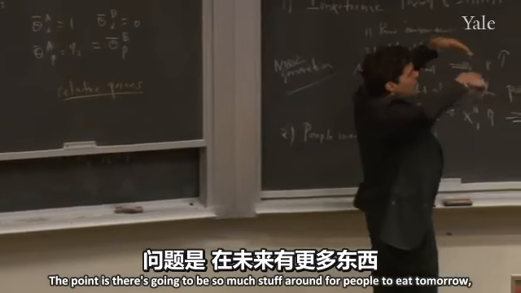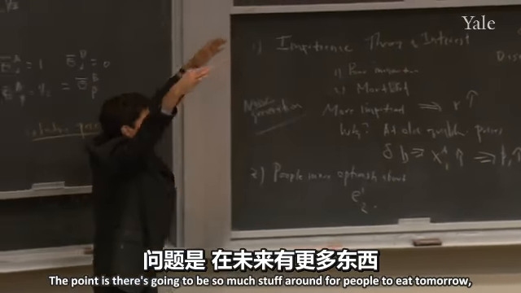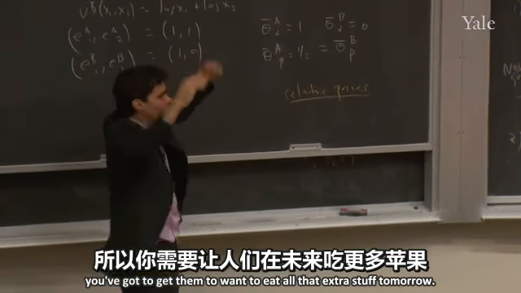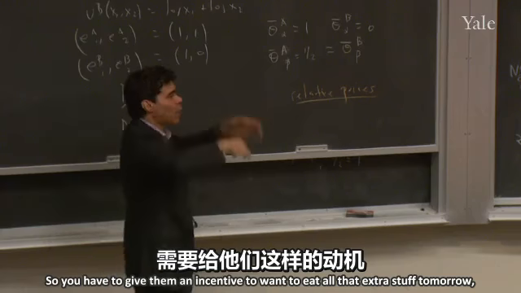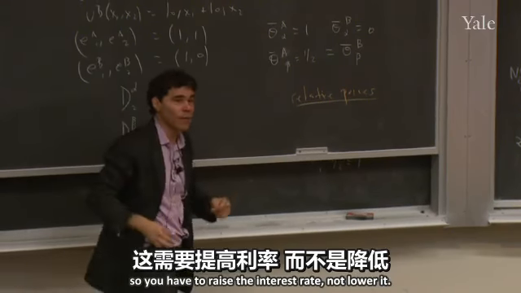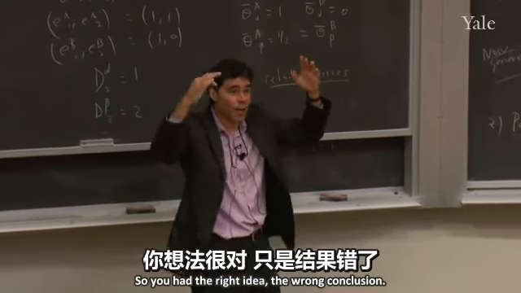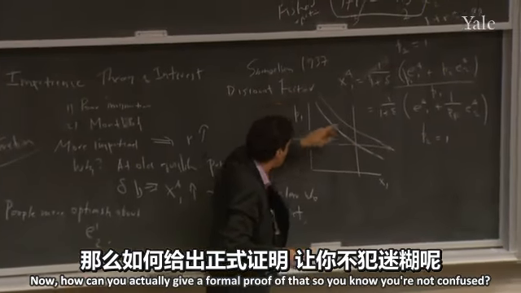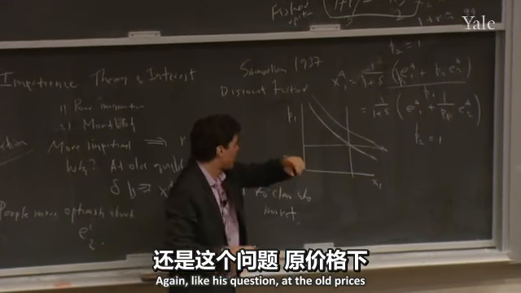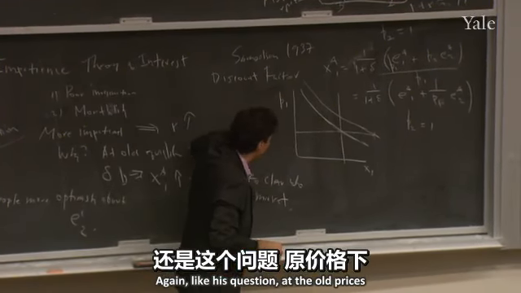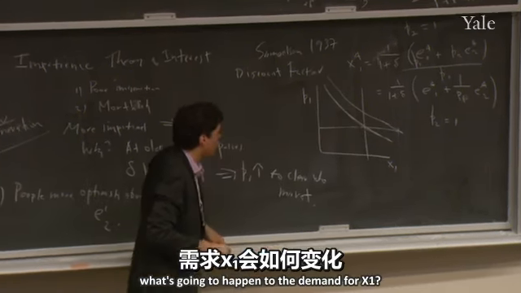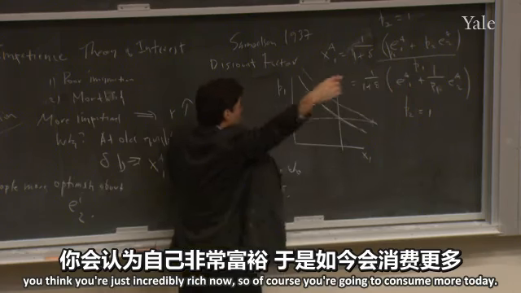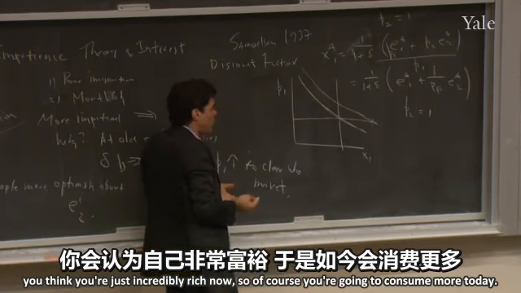The point is there's going to be so much stuff around for people to eat tomorrow, you've got to get them to want to eat all that extra stuff tomorrow. So you have to give them an incentive, so you have to raise the interest rate, not lower it. You had the right idea, the wrong conclusion. Now, how can you give a formal proof of that so you know you're not confused? At the old prices, what's going to happen to the demand for X1? Since you're going to be so rich in the future, you think you're incredibly rich now, so of course you're going to consume more today.